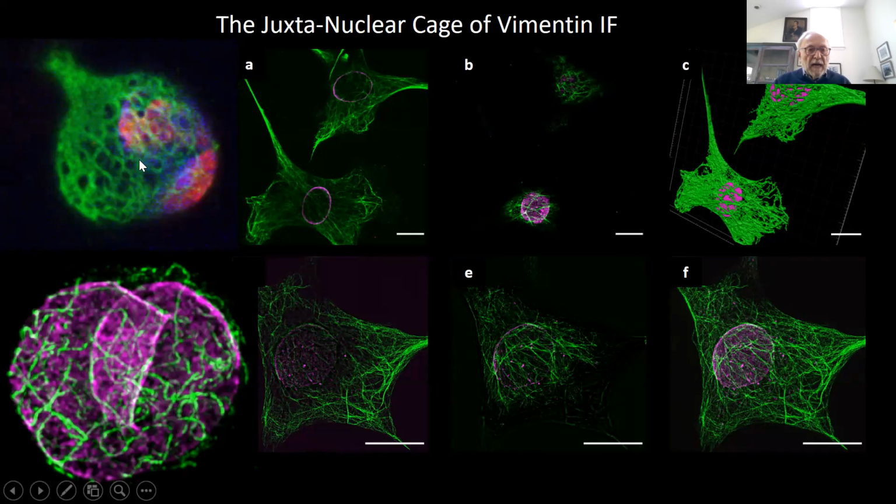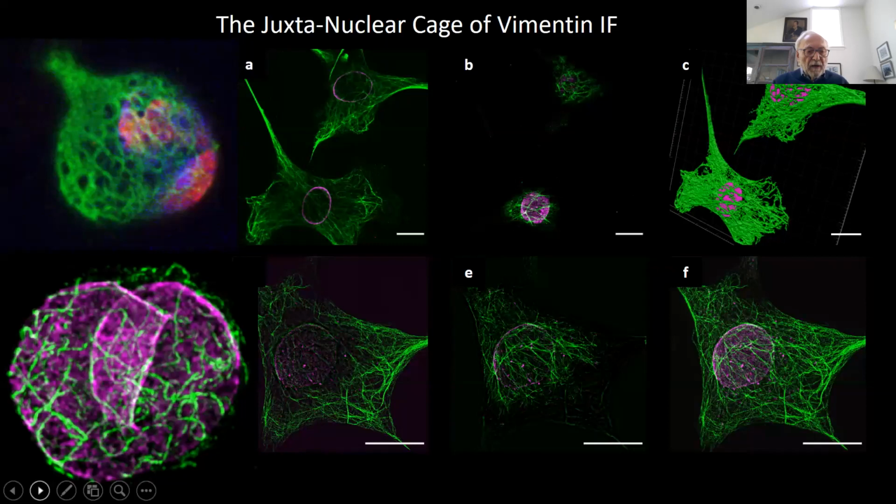And sometimes it's very elaborate. Here, upper left, we see Vimentin and the nucleus of a BHK21 fibroblast. Here we see another elaborate cage in a different cell type, but always it's a three-dimensional cage that goes from the bottom to the top of the nucleus.